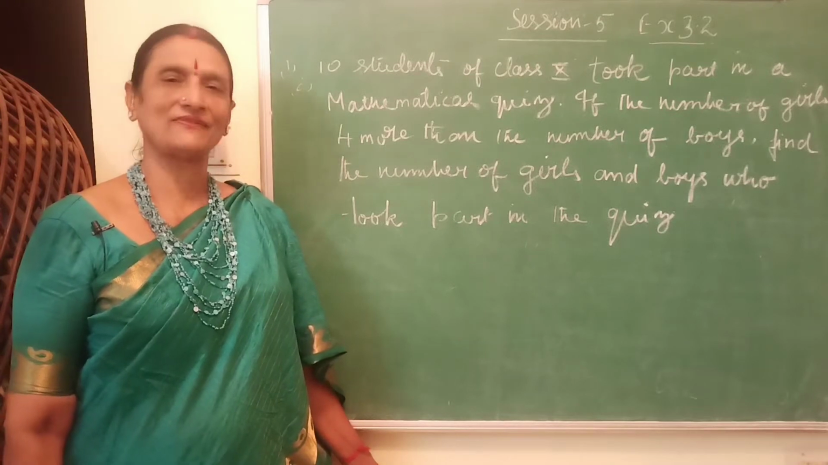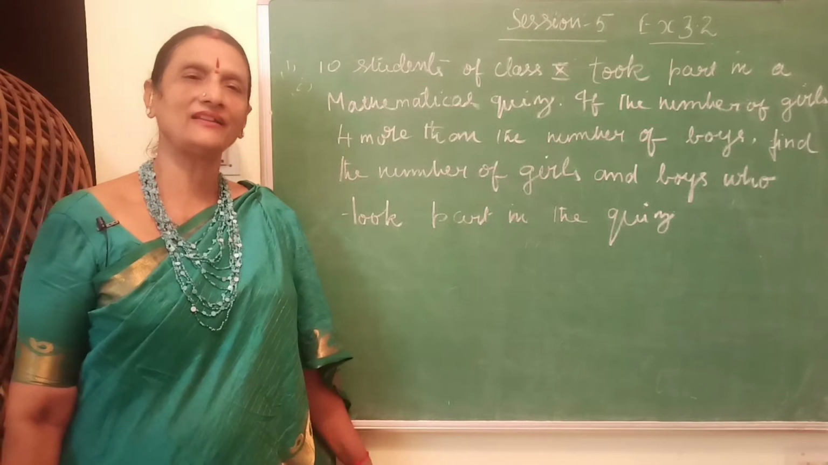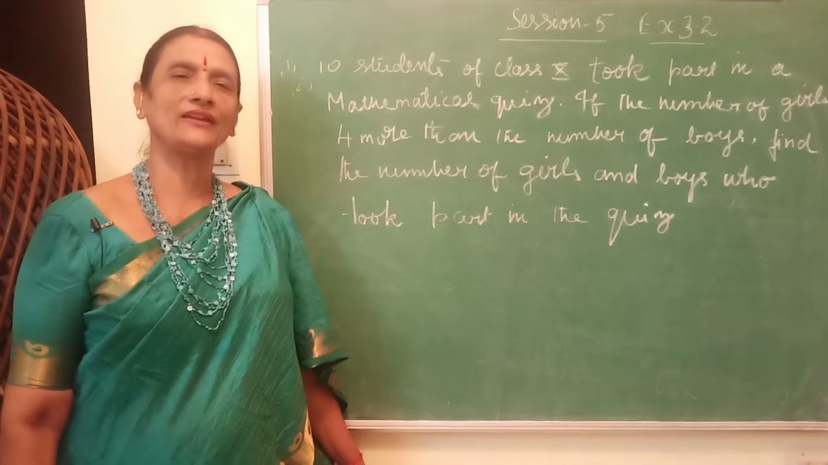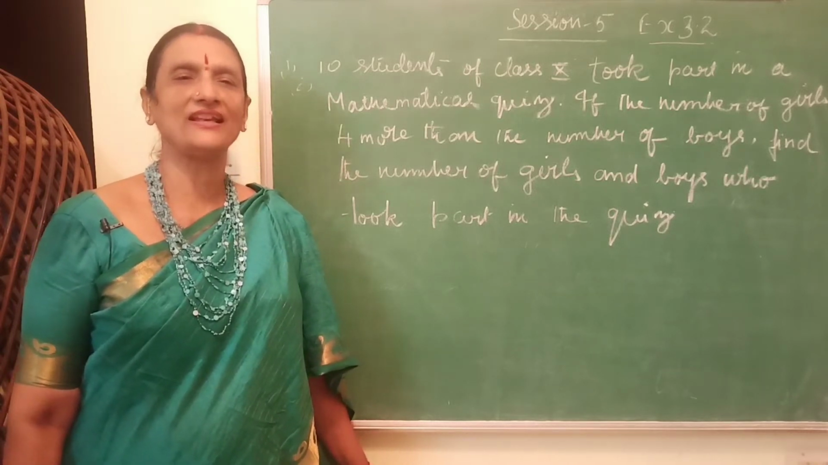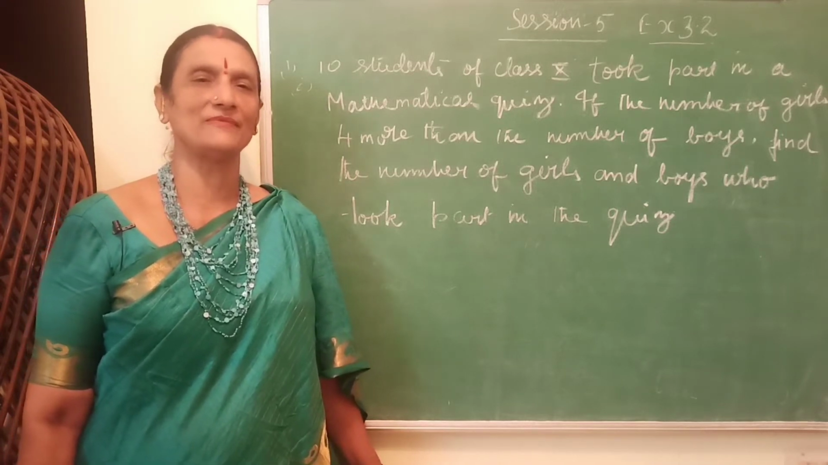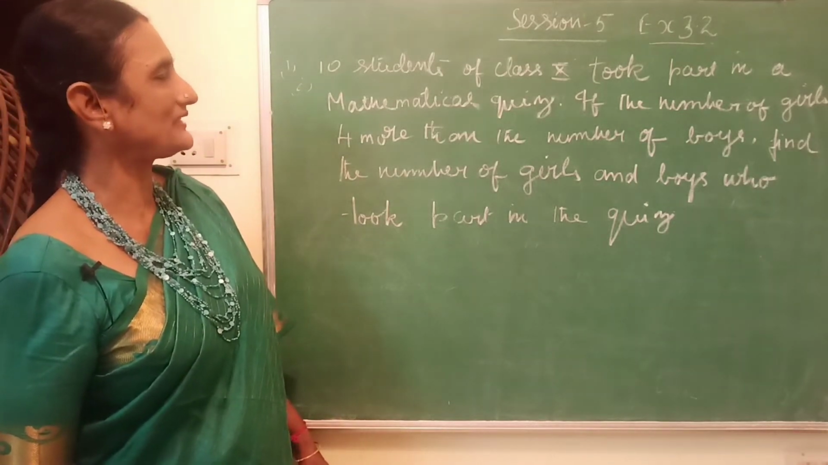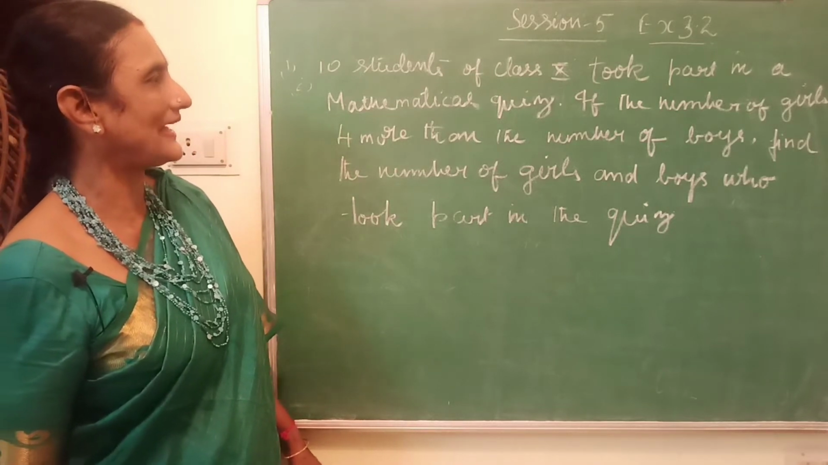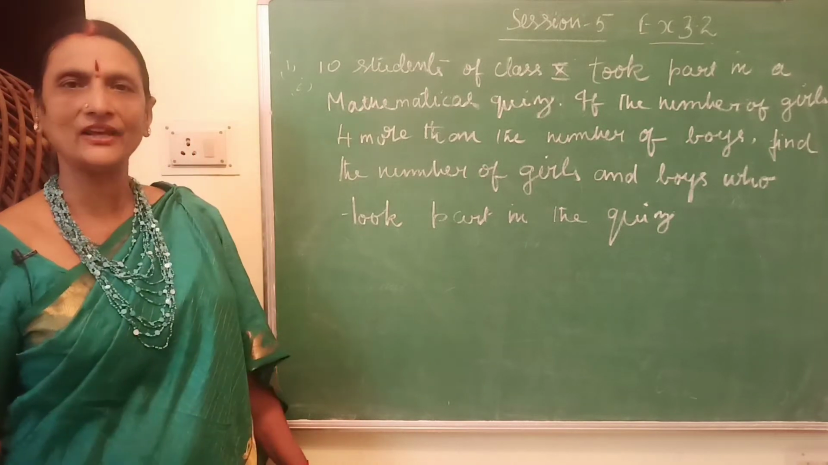So especially the first sum, the first subdivision and second subdivision, you have to get the equations like what I taught you the other day, how to arrive at the equations for the situations, and we have to solve graphically to find the answers. Okay, so first let us see the first subdivision. It is 10 students of class 10 took part in a mathematical quiz. If the number of girls are 4 more than the number of boys, find the number of girls and boys who took part in the quiz.